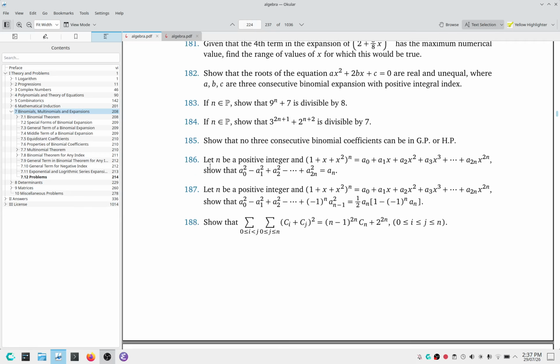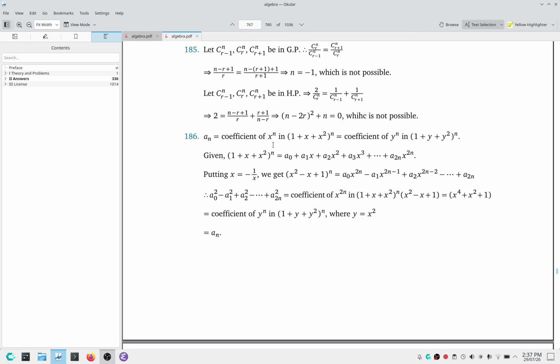Question 186 is that let n be a positive integer and (1 plus x squared) to the power n is equal to a0 plus a1 x plus a2 x squared plus a3 x cubed, and so on up to a2n x to the power 2n. Show that a0 squared minus a1 squared plus a2 squared minus, and so on, plus a2n squared is equal to an.